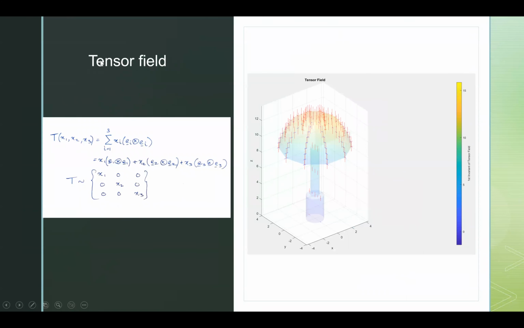Coming to the tensor field, we are asked to plot a symmetric tensor field. So the one I've chosen is pretty simple. Again, it's basically a function of the coordinates, that is x1, x2, and x3. This you could see is a plot of the tensor field on the body.